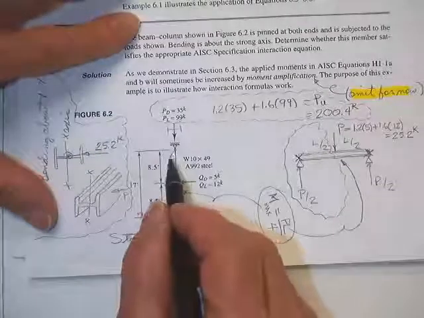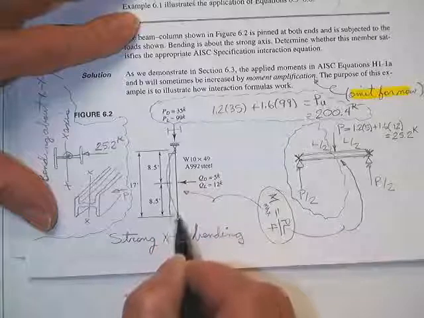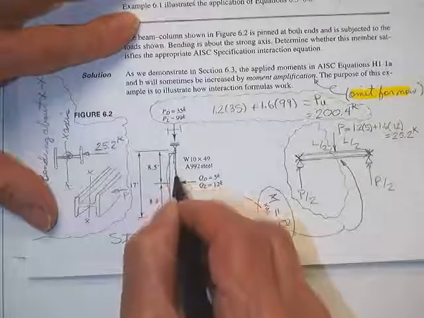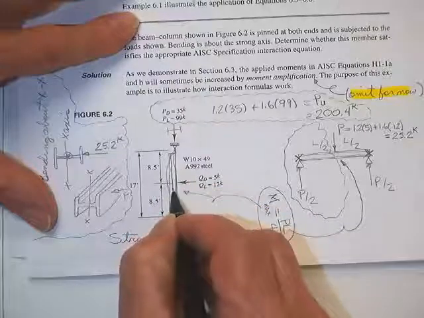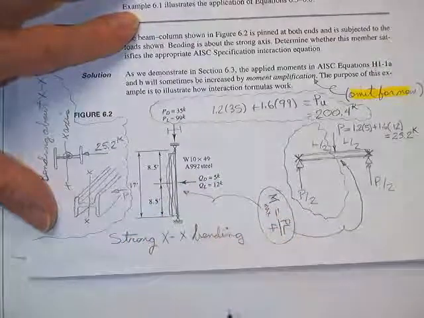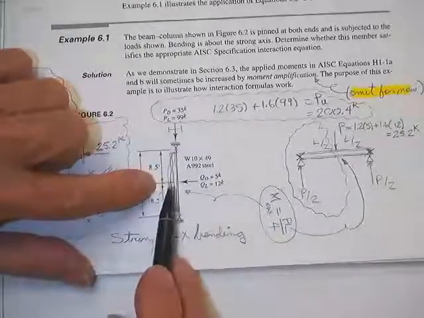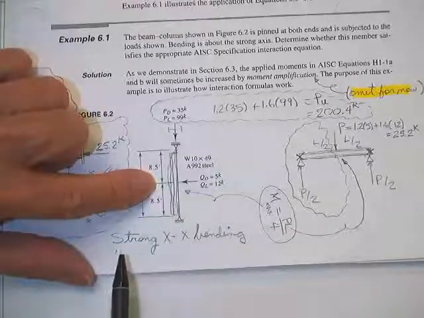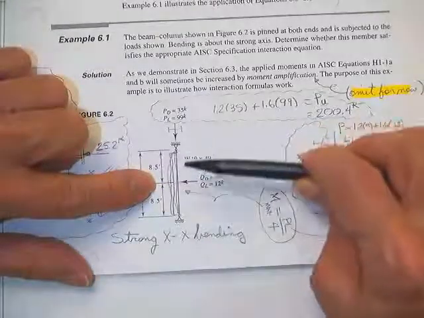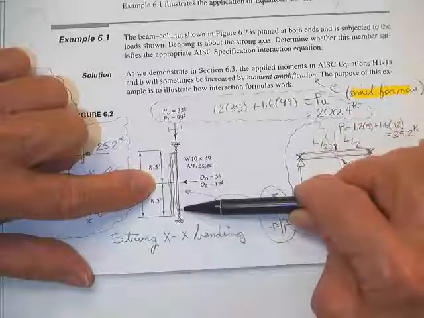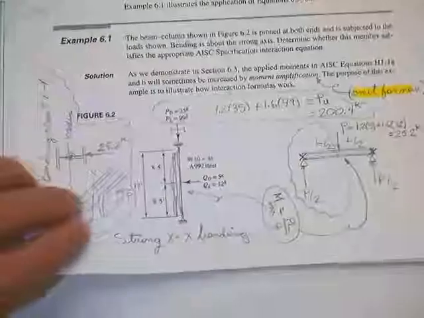So if you were to look at this column right here, this is what you'd see. You'd see a column that looks like this. You would see that flange, and you would see that flange. And it would bend parallel to the web. It would deflect parallel to the web. You couldn't see it buckle. It would buckle out of the page about its weak axis.